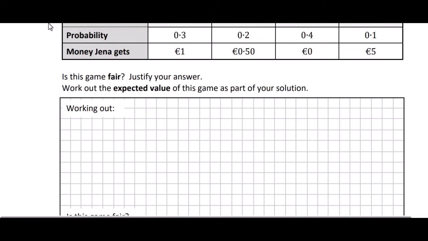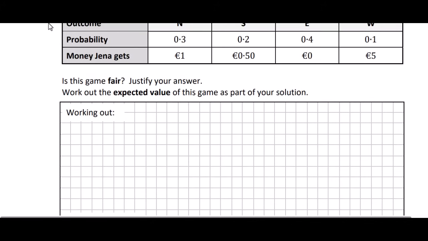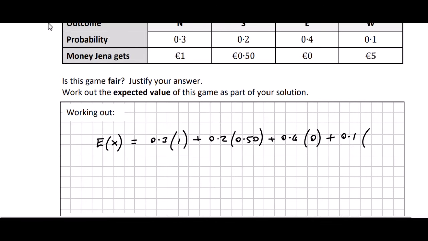Okay, so the working out then is just going to be the expected value. So we want the expected value. So it's going to be 0.3, which is the probability, times what you would win, plus 0.2, which is the probability of winning 50 cents, plus 0.4 times the probability of getting an E, which is 0, plus 0.1 times the probability of getting a W, which is €5. Now you just do all that on your calculator and you get €0.9. So that's the working out.